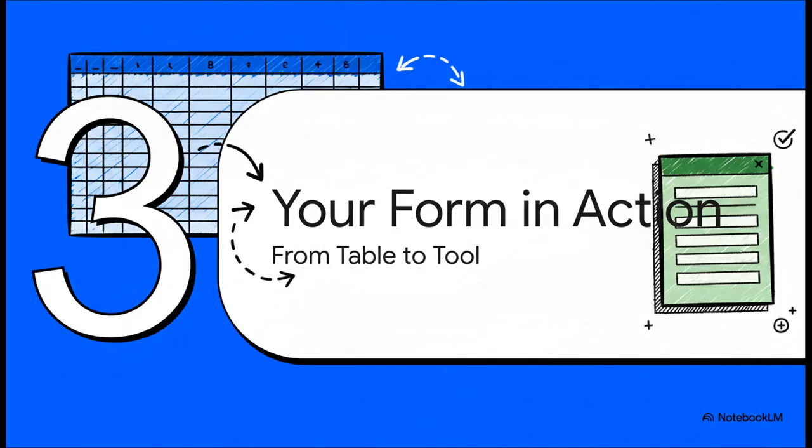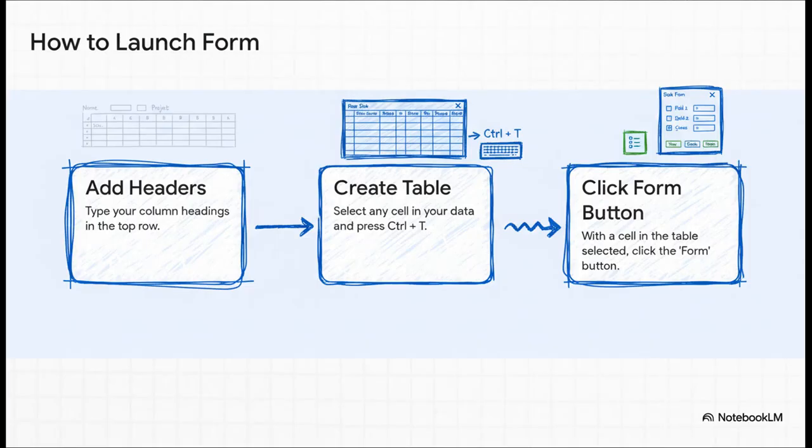All right, with the setup out of the way, let's get to the fun part and see what this thing can actually do. It's time to put our new form into action. Using the form is incredibly easy. First, just make sure your data has headers in that top row. Then, and this is the most important step, you need to turn your data range into an official Excel table. The shortcut for that is just Ctrl+T. Once it's a table, all you have to do is click any single cell inside of it and then click that new form button we just added.